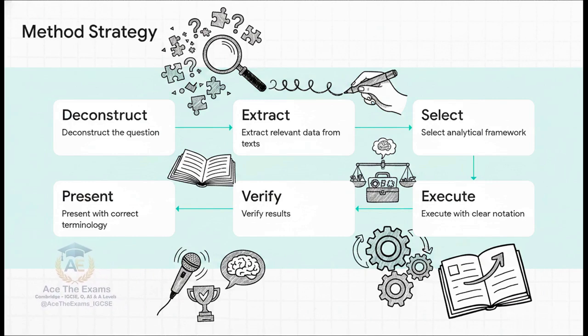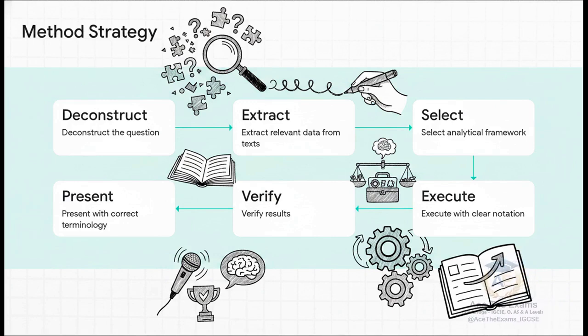Well, we can actually use a rigid 6-step procedural framework to lock in marks for our systematic thinking, what we like to call method marks. Step 1. Deconstruct the question. Before you even open your mouth, figure out exactly what command word they are using. Step 2.